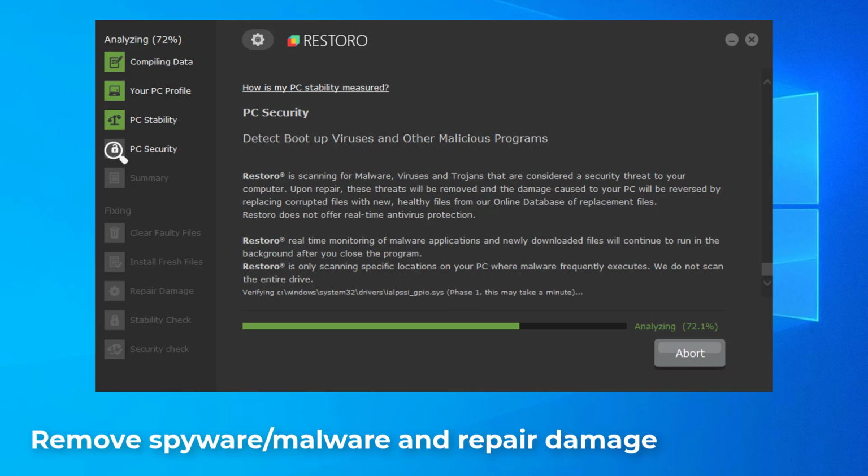In some cases, the software might fail to run, due to BSOD errors or severe virus damage. In such a case, it is recommended to download and run Restoro in safe mode with networking.